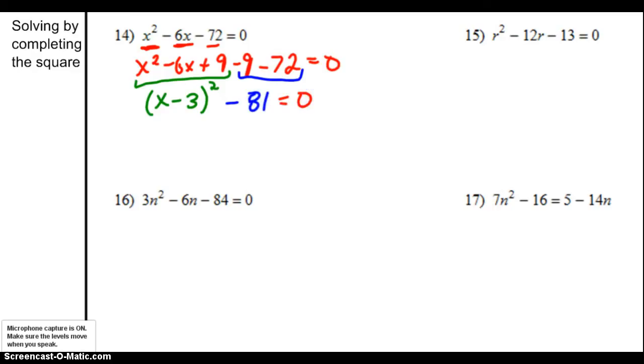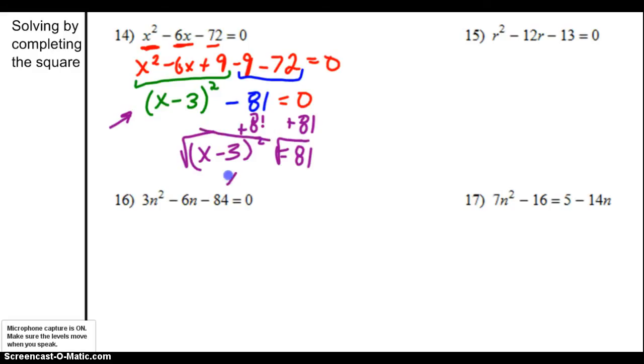And now look what we've just done. We have created a situation where there is only one x term, which means we can solve this not by factoring, but by simply using inverse operations. So we could add 81 to both sides. So we get 81 equals (x minus 3) squared. We could take the square root of both sides. The square root and the square cancel each other out, and we're left with x minus 3 equals, well, we took a square root.